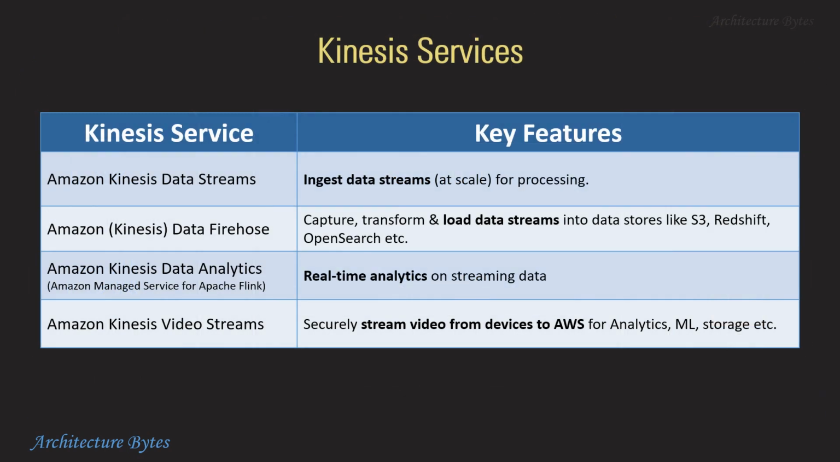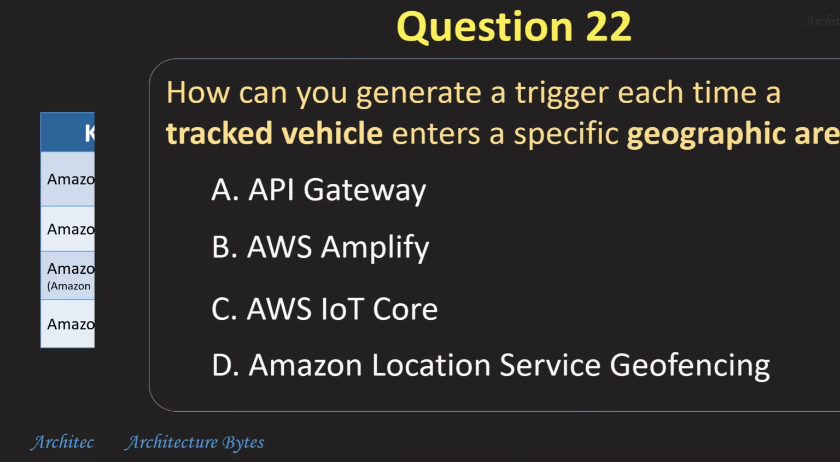Let's go over some Kinesis related services. Amazon Kinesis data streams to ingest data streams at scale. Amazon Data Firehose to capture, transform, and load data streams into data stores like S3, Redshift, OpenSearch, etc. Amazon Managed Service for Apache Flink for real-time analytics on streaming data. Amazon Kinesis video streams to securely stream video from devices to AWS.